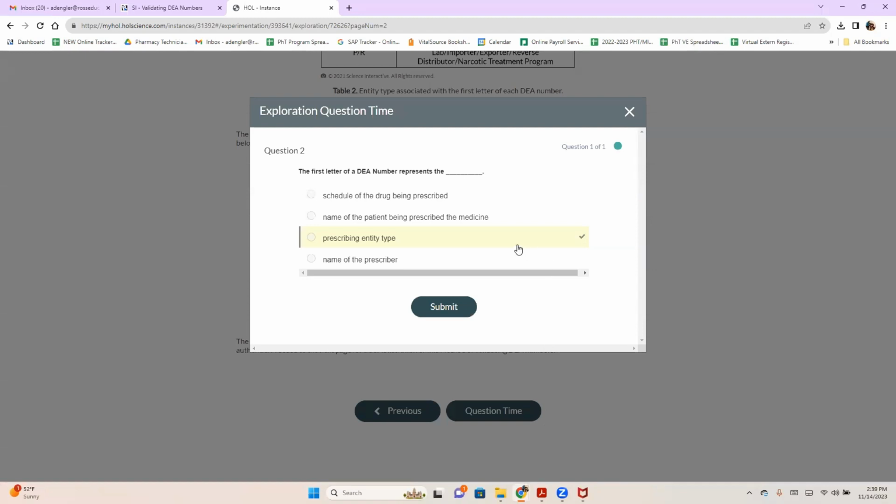The first letter of a DEA number represents blank. And that is going to be the prescribing entity type. So if it's a nurse practitioner, a physician assistant, or a doctor. And the doctor covers any doctor, whether they are a podiatrist or a dermatologist or chiropractor or whatever, those all fall under the doctor prescribing entity.